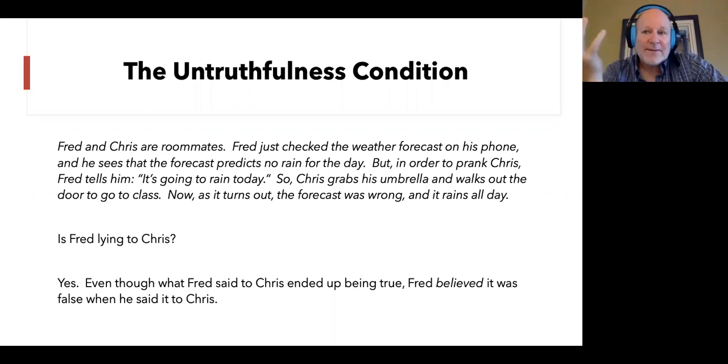So again, the point of this example is to illustrate that there are plenty of lies that end up being true, that something isn't required to be false in order to be a lie. An assertion doesn't have to be untrue or false. It has to be untruthful in order for it to count as a lie, in order to meet this condition.